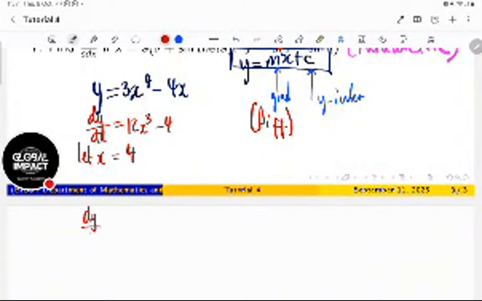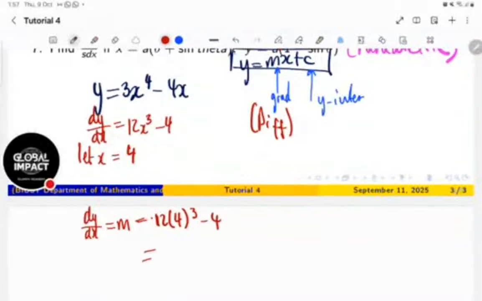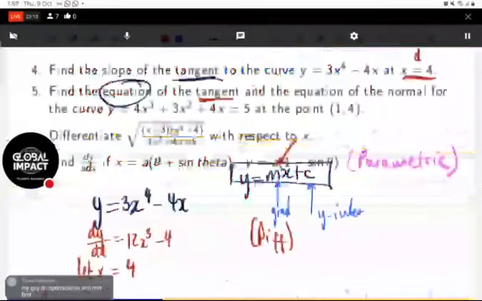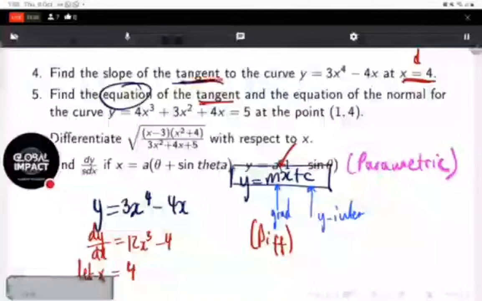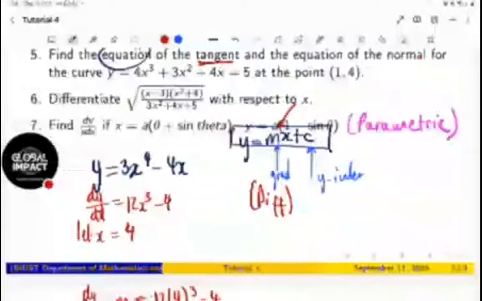Now you have your dy dx, which is equal to your m, and this is going to be equal to 12x cubed minus 4. You say 12 times 4 cubed minus 4. You just punch it in the calculator and see what answer you get. Your m, that's the gradient. So you have it there. You're done. Finding the tangent, you're like, really?